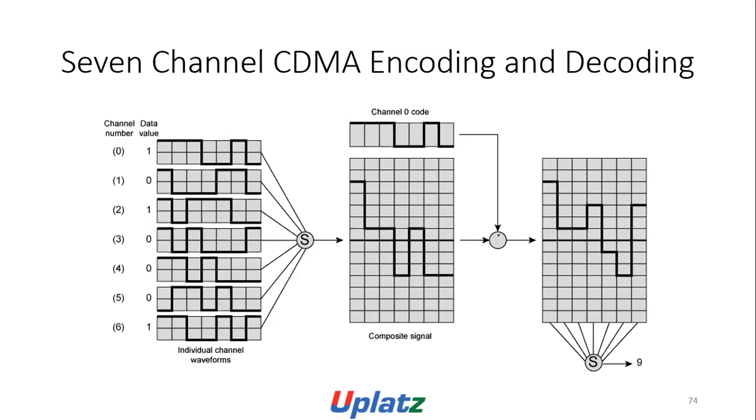A 7-channel CDMA encoding and decoding example is shown here, with channels 0 to 7, the channel code, and the composite signal, which is added together.